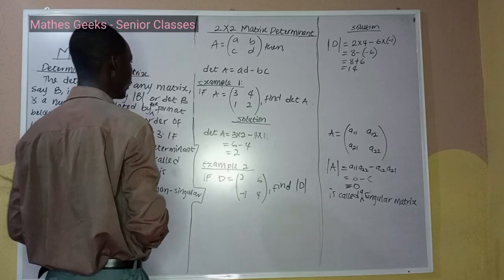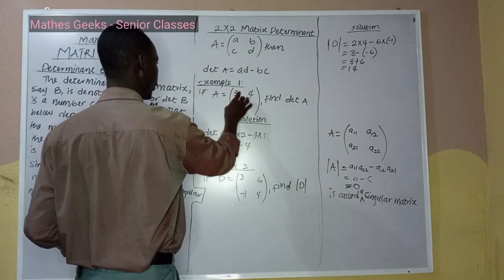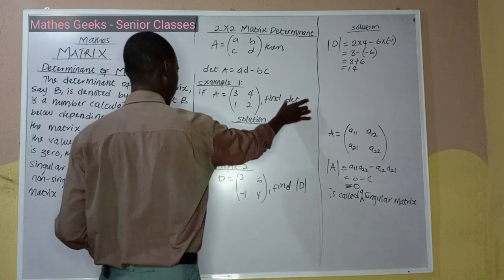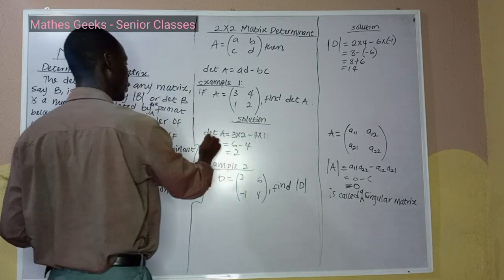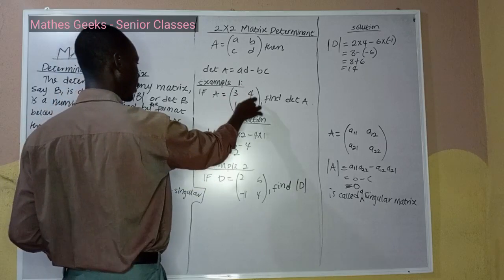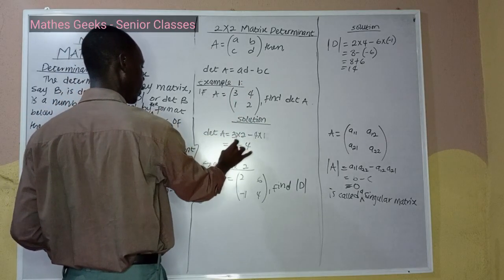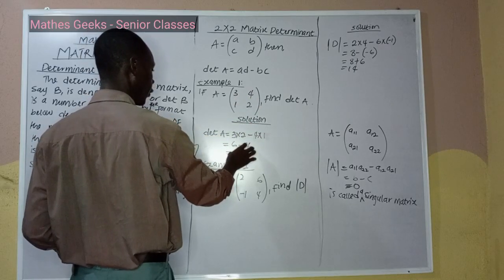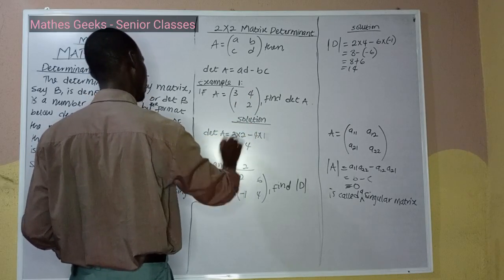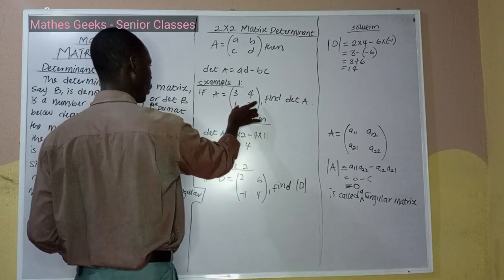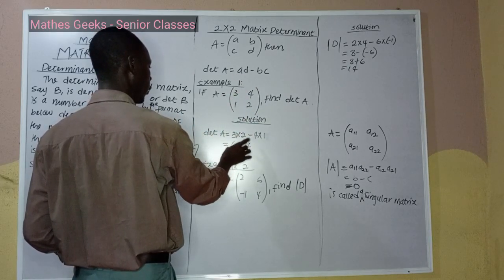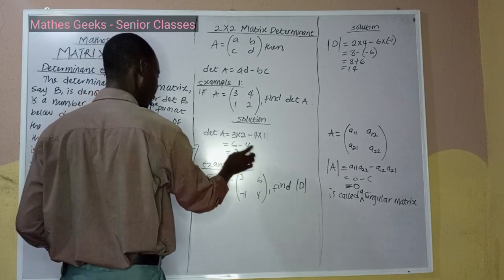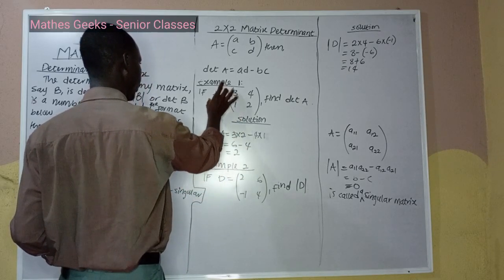Example 1. If A is the matrix 3, 1, 4, 2, find det A, the determinant of matrix A. Solution: the determinant of matrix A is equal to 3 times 2, which gives us 6, and then bc, 4 times 1, which is 4. So you subtract the product of bc from the product of ad, which is 6 minus 4, and that will give you 2 as the answer. This implies that 2 is the determinant of matrix A.